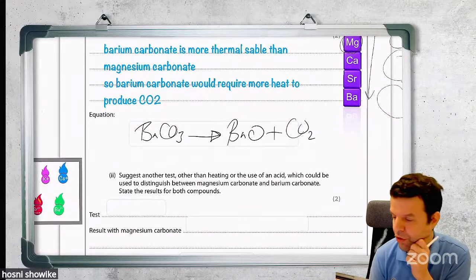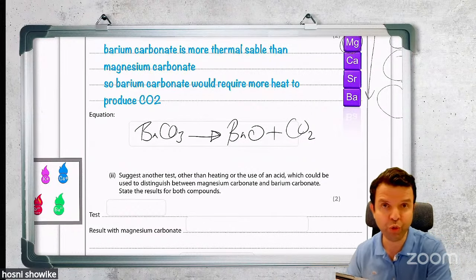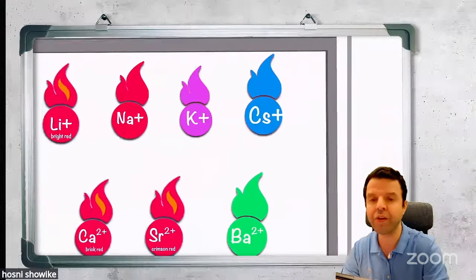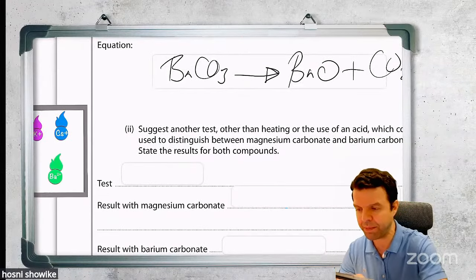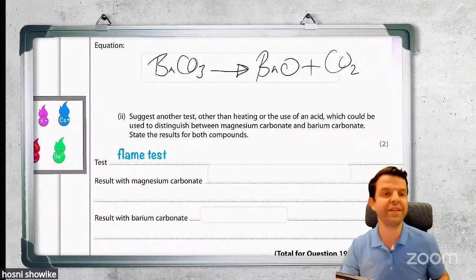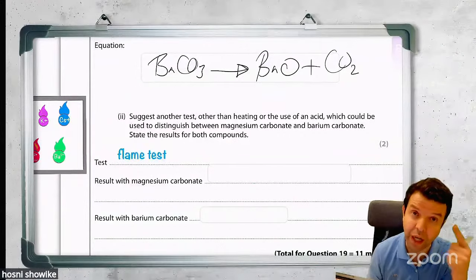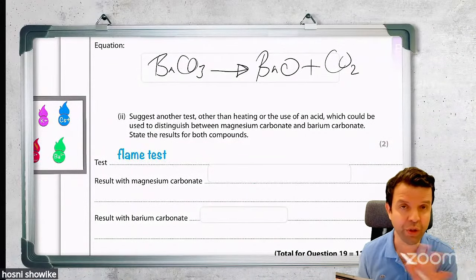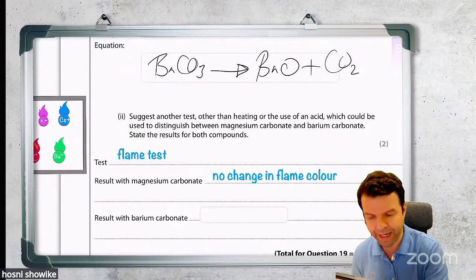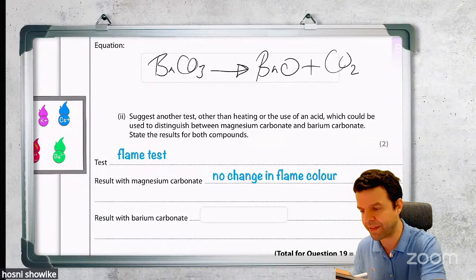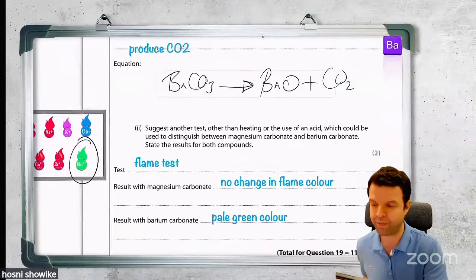Is there another test you can distinguish between the two of them? You can actually distinguish between every two cations by means of their flame tests. So I could try a flame test. Magnesium is no color. Magnesium's flame color is outside our visual spectrum. You can't see its color. So I'm just going to say with magnesium, you're not going to see anything. But barium actually does. Barium's like this color. We call that color pale green.